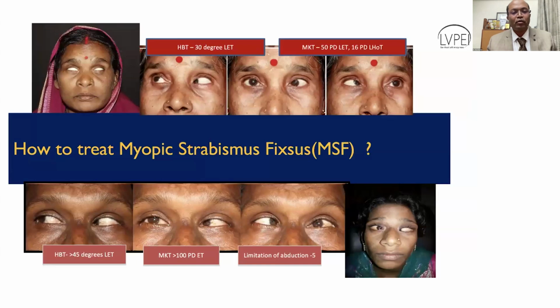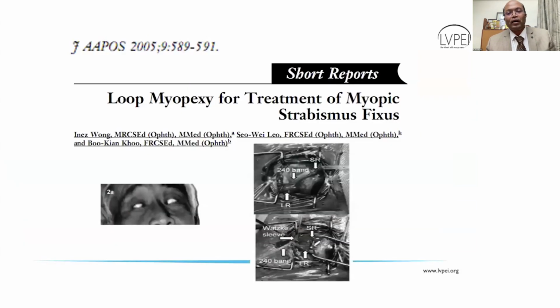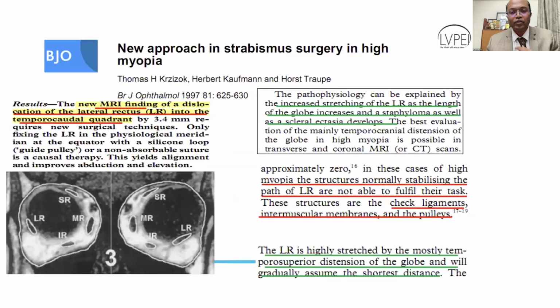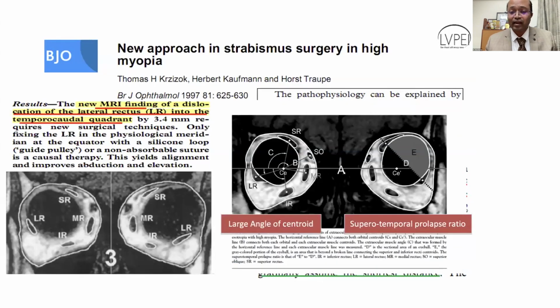This is the second objective of today's webinar. As we all know, loop myopexy is one of the standardized procedures. If you see the literature, Dr. Krzizok and group have very nicely shown how loop myopexy actually works in the morphometric analysis of these extraocular muscles in the orbit. There is an enlargement of the angle of centroid, which is the angle between the two involved recti with the center of the orbit, and also the superotemporal prolapse ratio, as you can appreciate in this diagram.